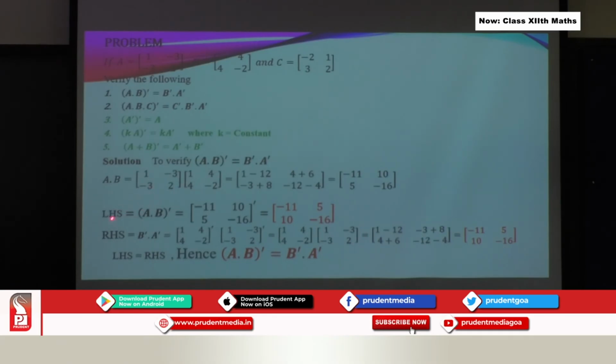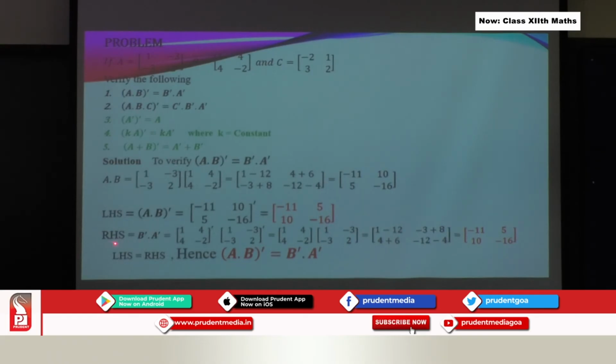Then afterwards we start with LHS. LHS is A into B the whole transpose. I got this matrix for A into B, and I am substituting it here. For the transpose of this matrix, I change the rows into columns. So minus 11, 10 comes here, and 5, minus 16 will come over here. So this is my LHS.